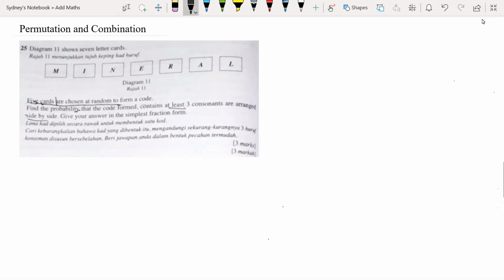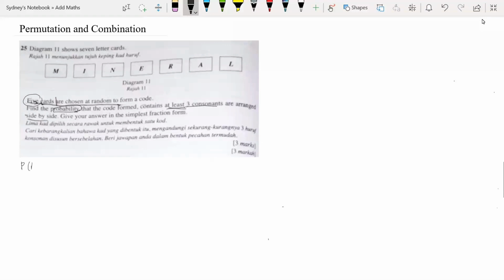Now over here, let's understand the question again. We have 7 letter cards in which we need to select 5 cards to form a code. In that 5-letter code, it must contain at least 3 consonants and they have to be side by side. So we have to find the probability of it. Let's write down the requirement of the question.